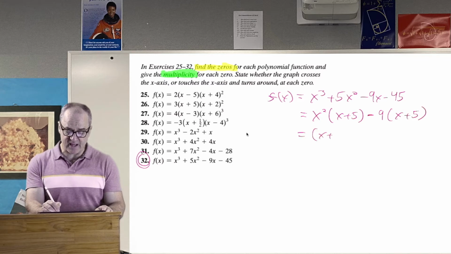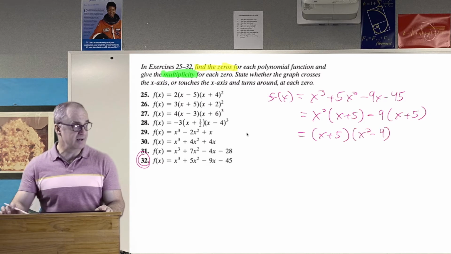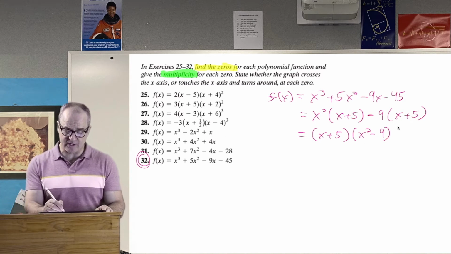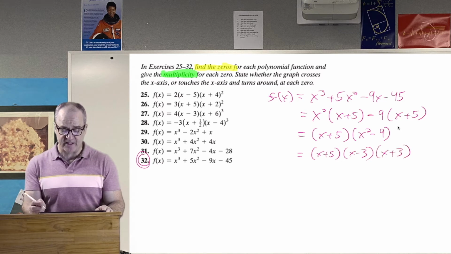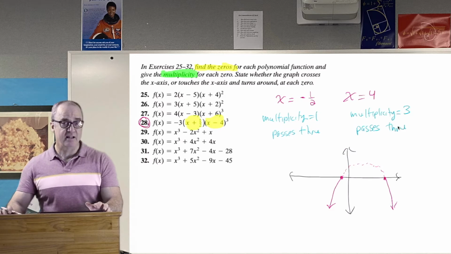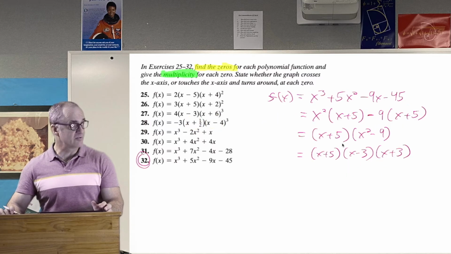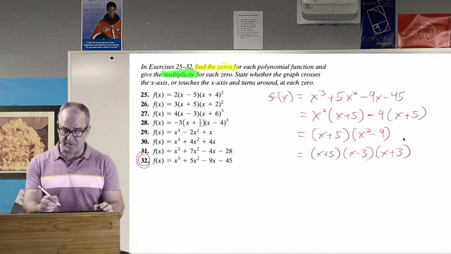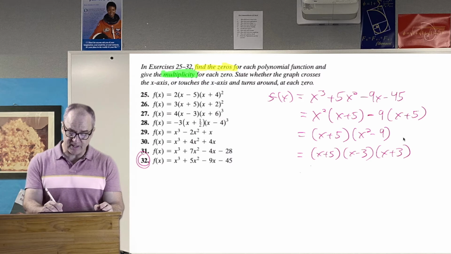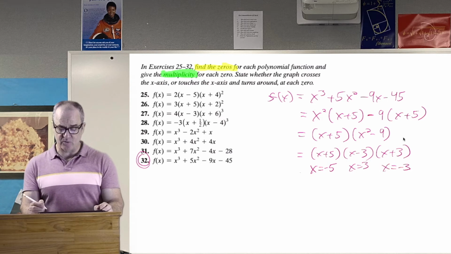Then we pull out x plus 5 only once, leaving us with x squared minus 9, which hopefully you guys notice, oh, I learned that factoring pattern. That's called difference of squares. So I have x plus 5, x minus 3, x plus 3 as my three factors. From here, it's the same problem we just did, except they didn't give it to us in factored form. We had to put it in factored form ourselves, and now the zeros are going to be x equals negative 5, x equals 3, x equals negative 3.